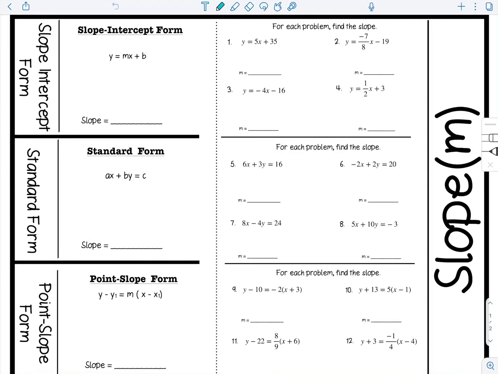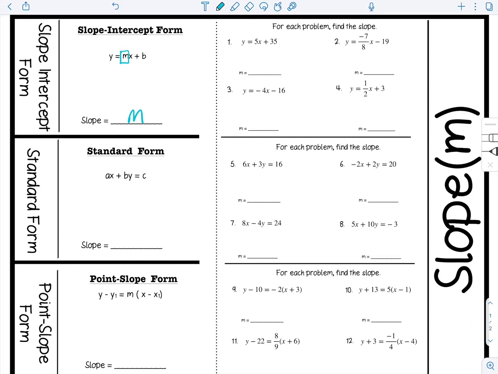All right, guys. Today we're going to talk about how do we find the slope given three forms: slope-intercept form, standard form, point slope form. Okay, so you may have heard of slope-intercept form before. It just means y equals mx plus b. Anything written in that form, we can determine the slope by just looking at the number beside the x on the right side of the equal sign. So m is our slope.